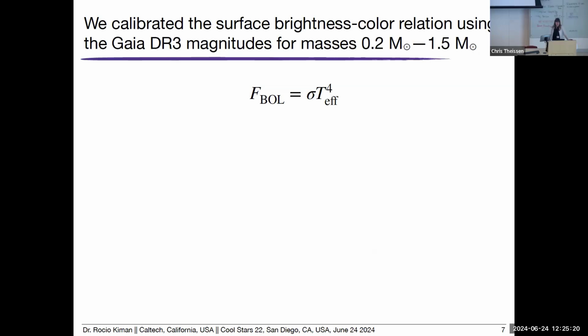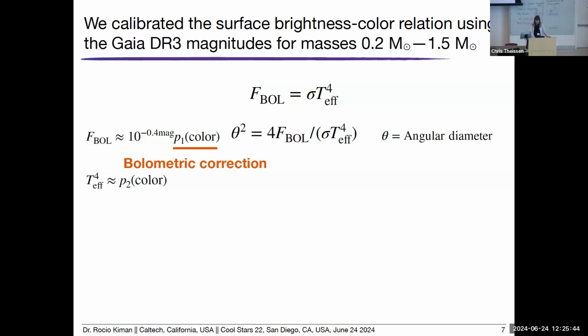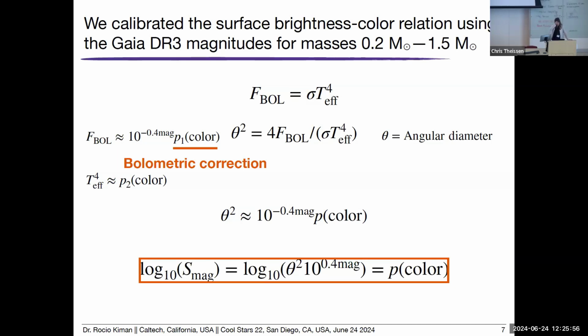So going back to the surface brightness calibration, we started with the Stefan-Boltzmann law, and we included the angular diameter measurements, which is this theta parameter. We can approximate the volumetric flux as 10 to the minus 0.4, a magnitude times a polynomial of a color, and that polynomial is going to be the volumetric correction. Then we can approximate the temperature as another polynomial of the color, and the angular diameter is going to be approximated as 10 to the minus 0.4 magnitude, a polynomial of the color. And we can define this S magnitude to be able to calibrate the surface brightness color relation.